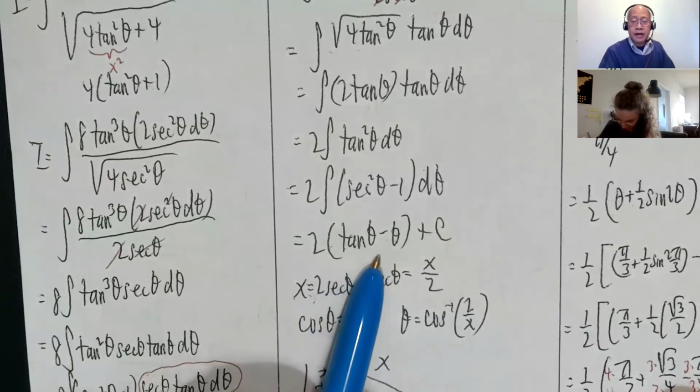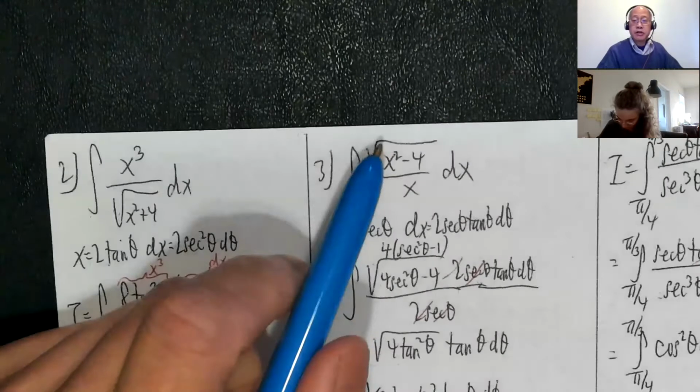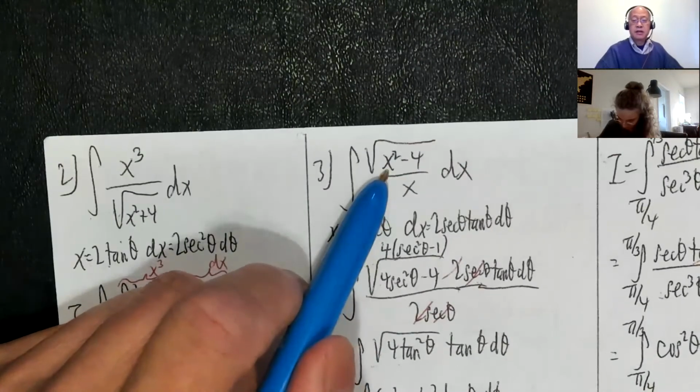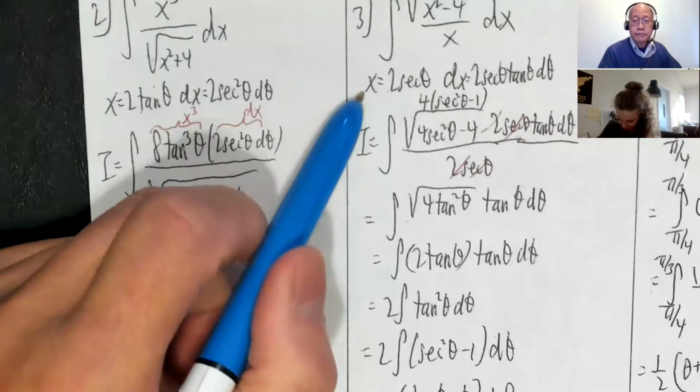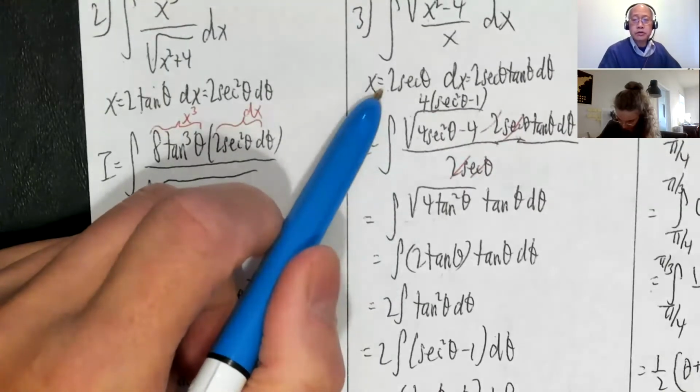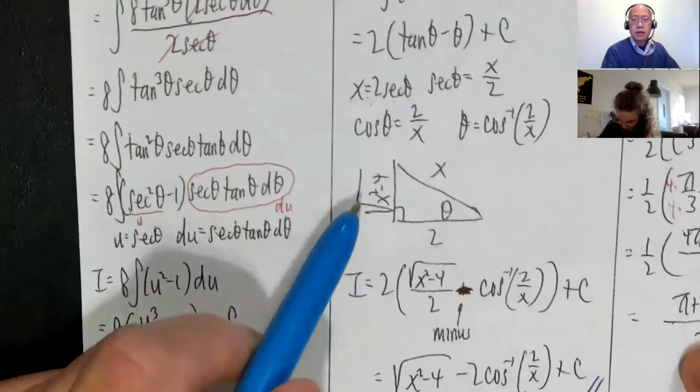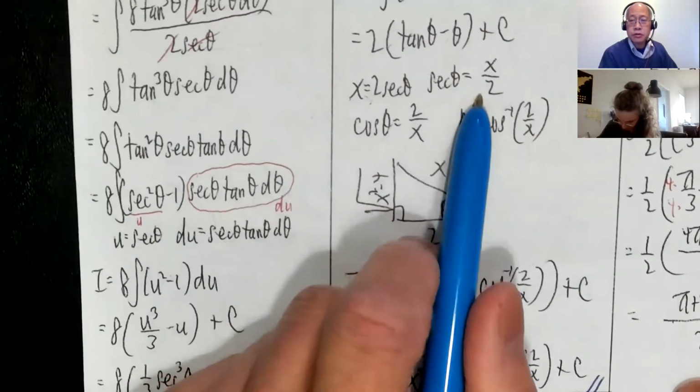Okay, but you can't leave it like that. Look at the original, right? X. You can't leave it with theta. So how do I change it? Use this relation. X equals 2 secant theta, which means secant theta is x over 2.